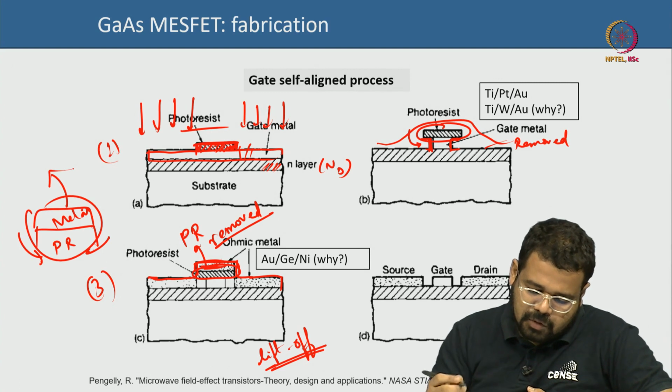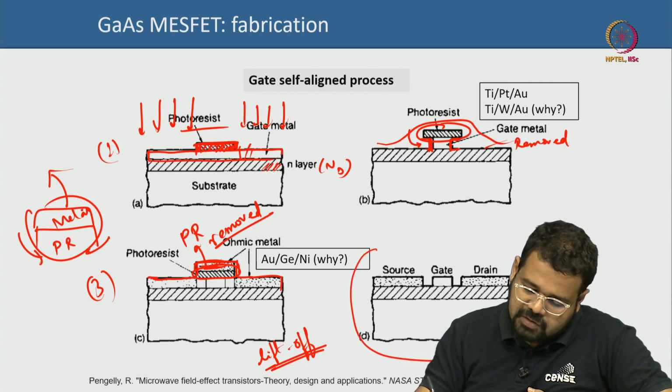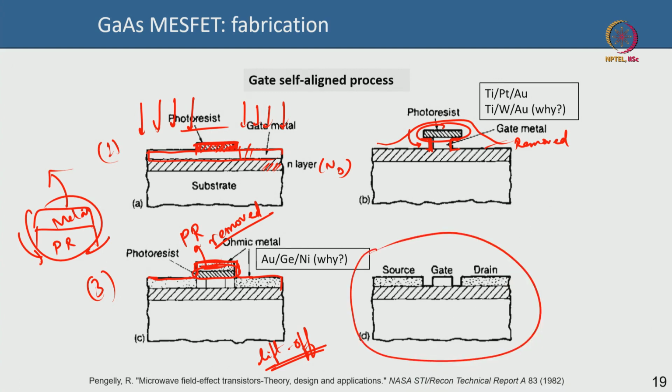So, if the entire thing is washed away, you are left with this kind of a structure where there is a gate, and there is this gap here, which is the gate drain spacing and which is the gate to source spacing. These are defined by the undercut here. So, it is a self aligned process. We are not worried about aligning the source and drain with respect to the gate.